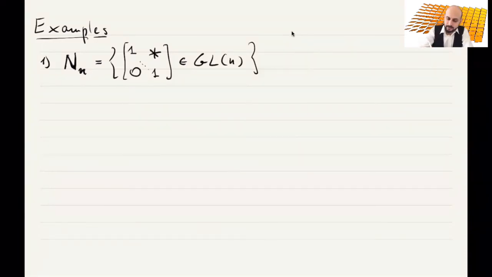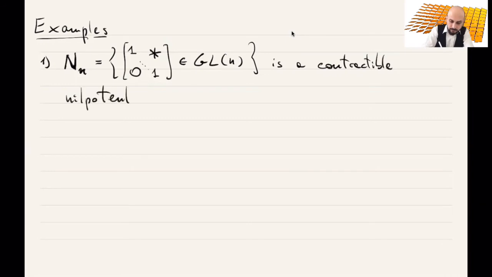This group, one can prove, is a nilpotent Lie group. Actually, topologically, this space is contractible, and in particular simply connected. So it is a contractible nilpotent Lie group.